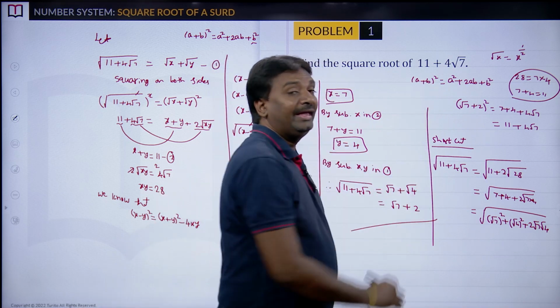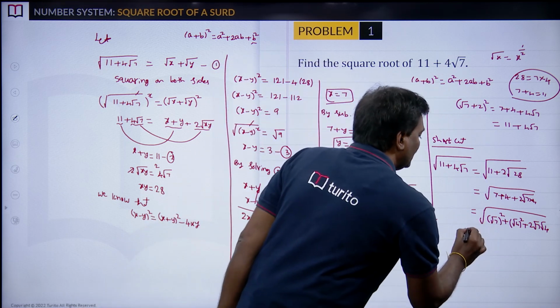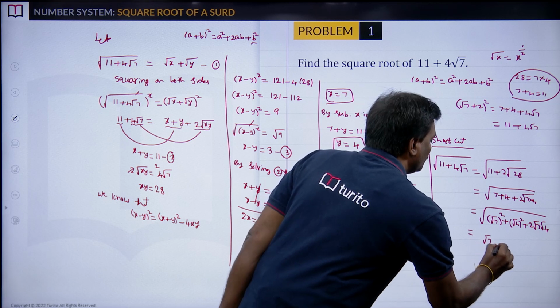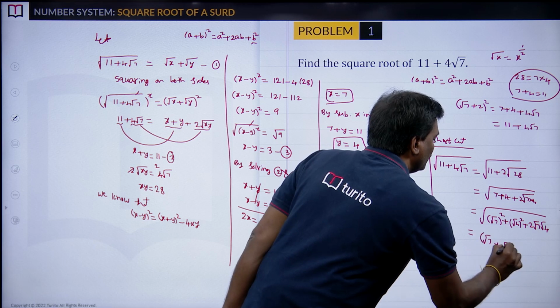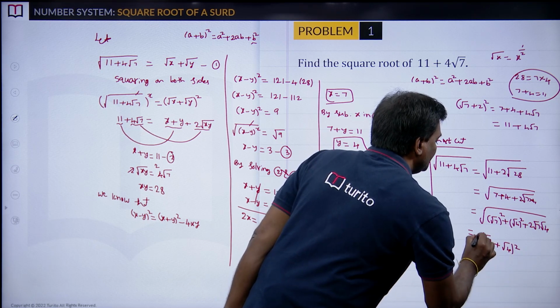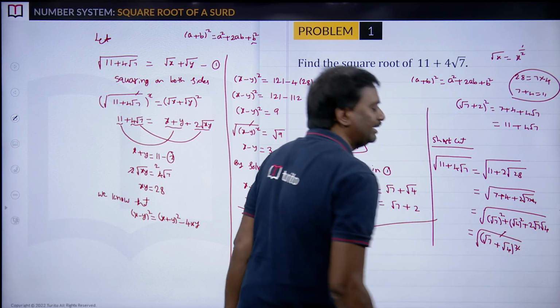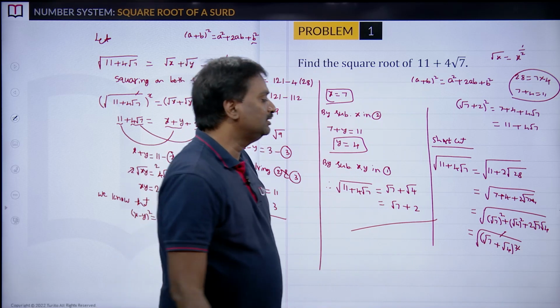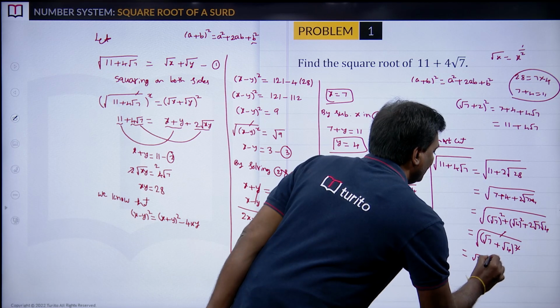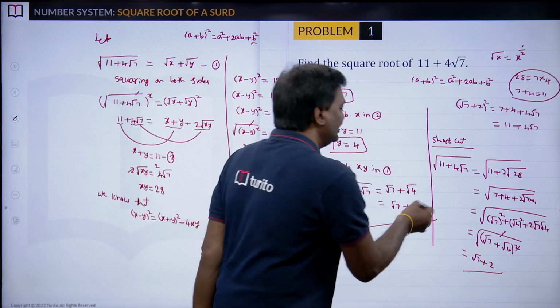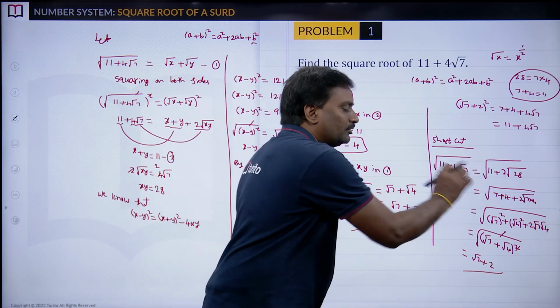What is the formula? (a plus b) whole square. In place of a we have root 7, in place of b we have root 4. So this is under square root. Square root and square get cancelled. Why? Square root is nothing but power 1 by 2. So by simplifying this, we will get root 7 plus root 4, which equals root 7 plus 2. So we got the same answer. But this is the shortcut method.